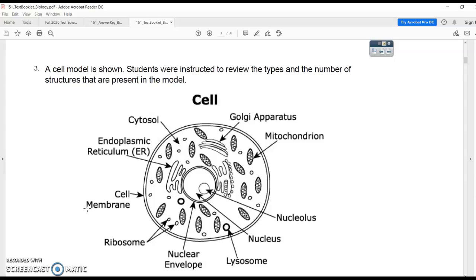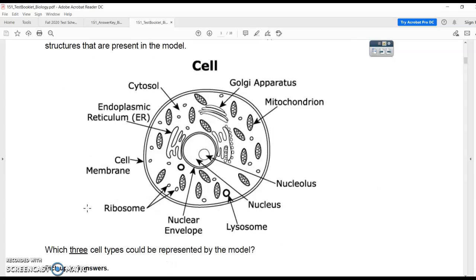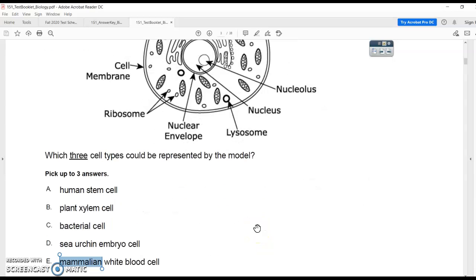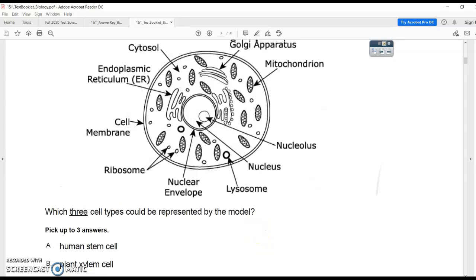Number 3 here shows you a model of a cell, and we can see that it has several organelles. It has a nucleus. It does not have that boxy appearance of a plant cell, and it has a lysosome. So this is going to be an animal cell. So we're going to see which 3 cell types can be represented by this model.